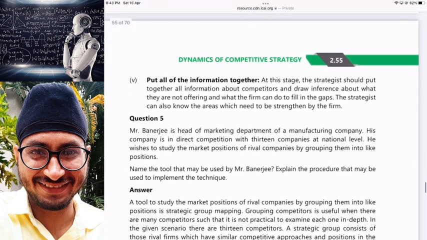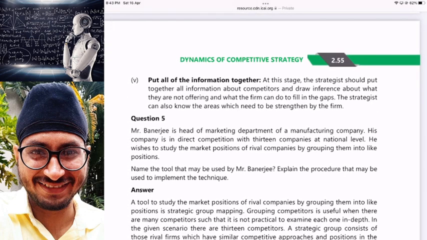Next. Mr. Banerjee, clear? Mr. Banerjee is the head of the marketing department of a manufacturing company. His company is in direct competition with 13 companies at national level. He wishes to study the market position of rival companies by grouping them into like positions. Name the tool that may be used by Mr. Banerjee and explain the procedure that may be used to implement the technique. Tell me which technique I should use. There are 13 competitors. If I individually start analyzing the competitors, it will take a lot of time. So I want to create a group of competitors. What is that? Strategic group mapping.